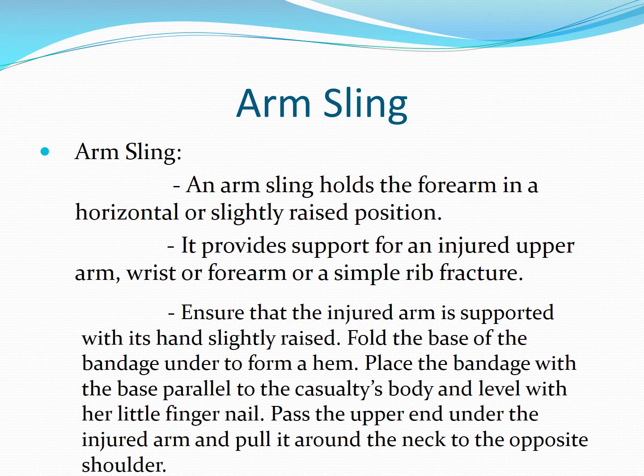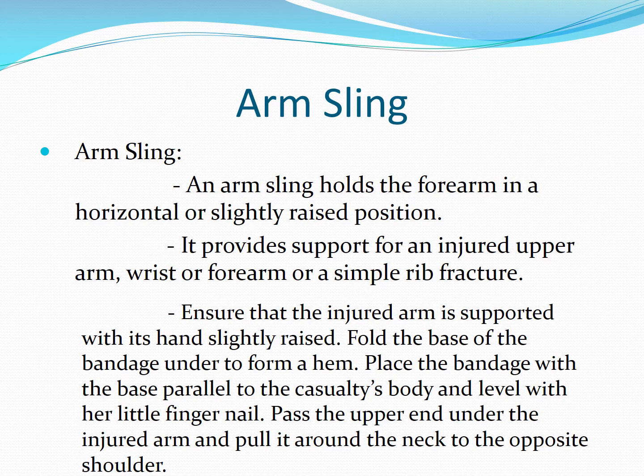Arm sling. An arm sling holds the forearm in a horizontal or slightly raised position. It provides support for an injured upper arm, wrist or forearm, or a simple rib fracture. Ensure that the injured arm is supported with its hand slightly raised.